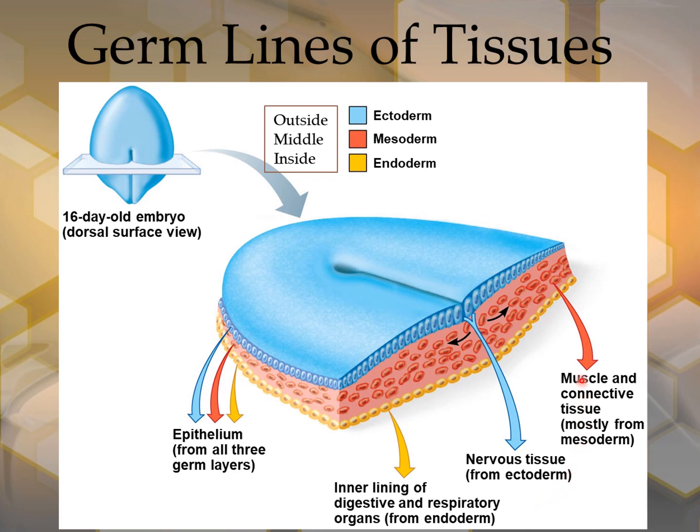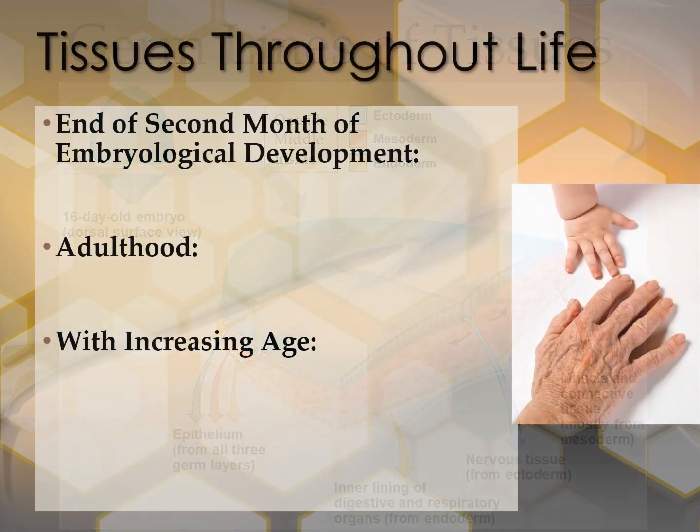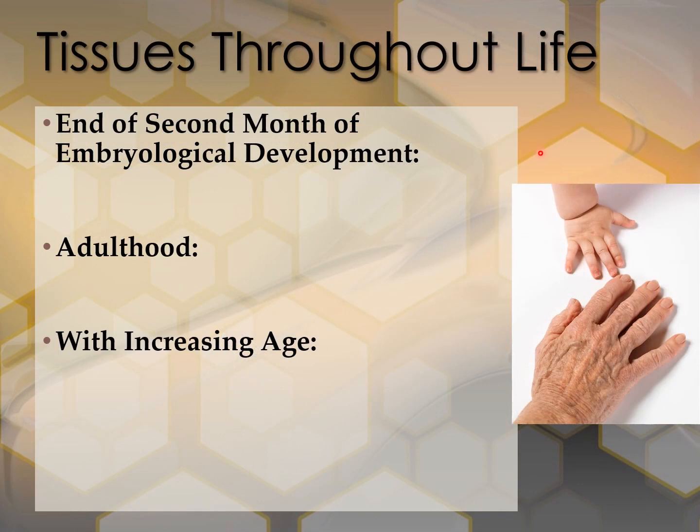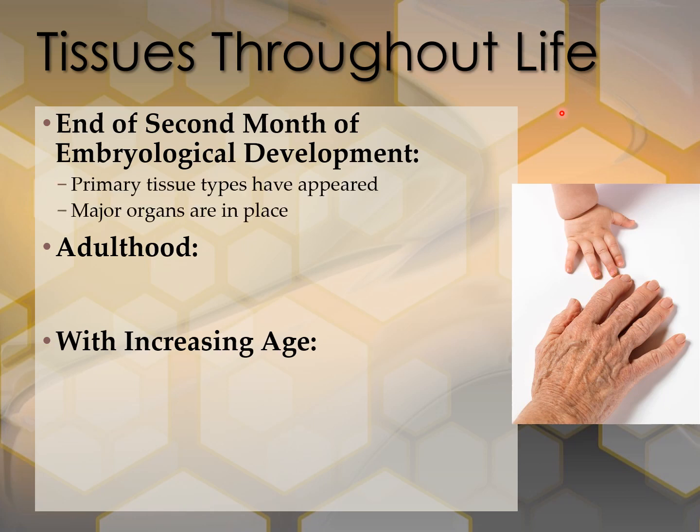But if you notice, our epithelium can come from all three germ layers. So epithelium is kind of special that way. It comes from all three germ layers, whereas some of these other tissue types just come from one germ layer. So that's just to get a little idea of some embryology and how these tissue types develop.